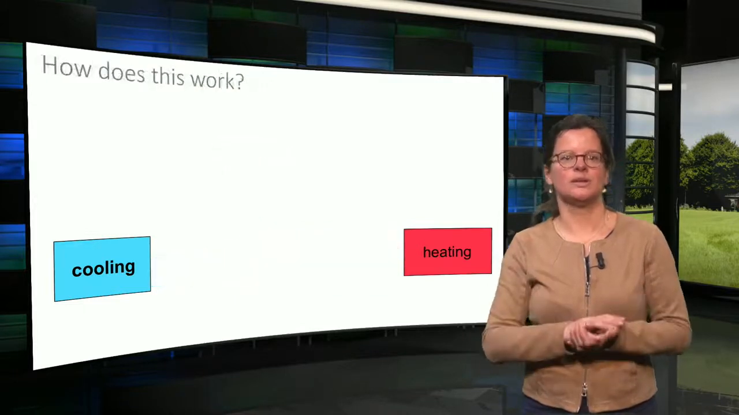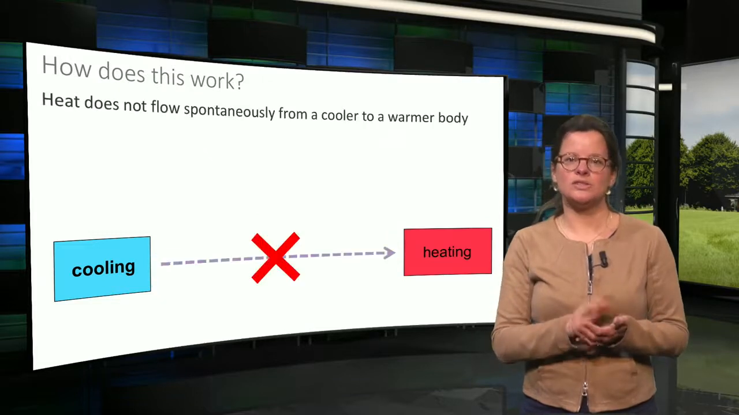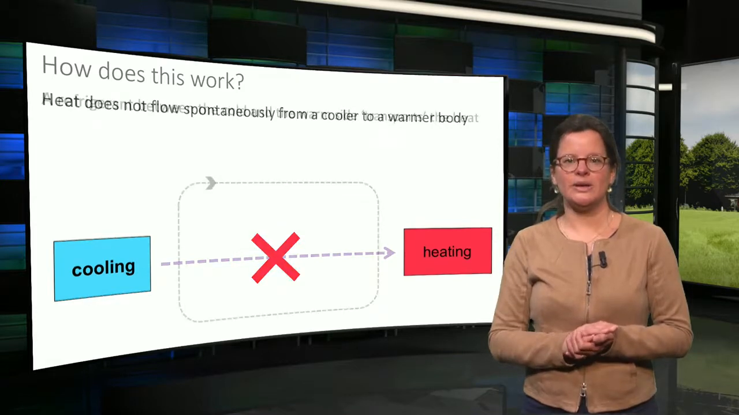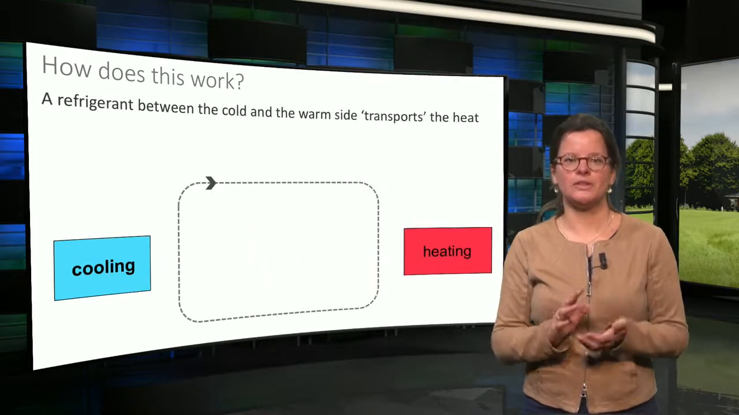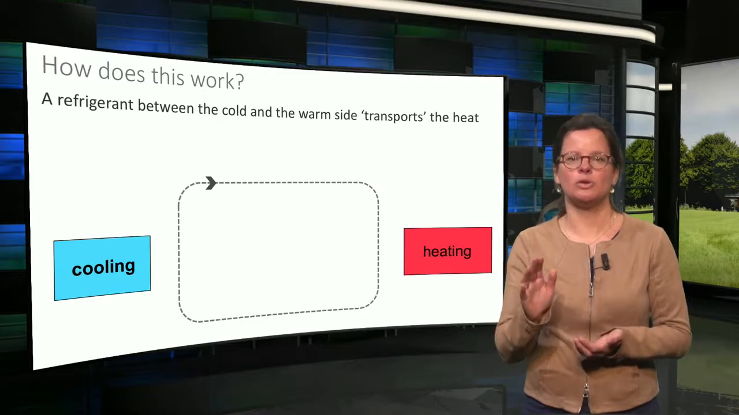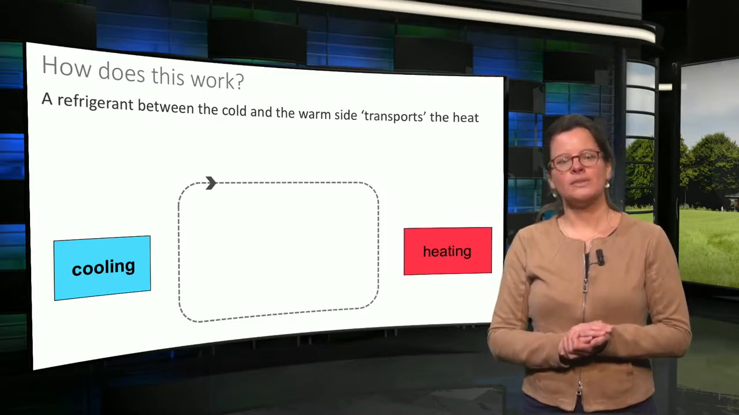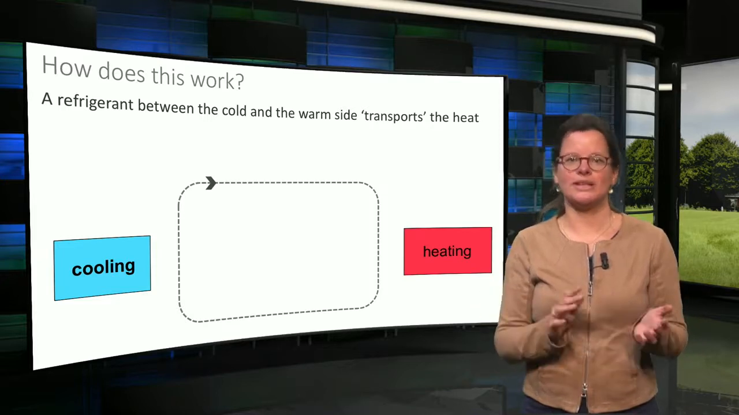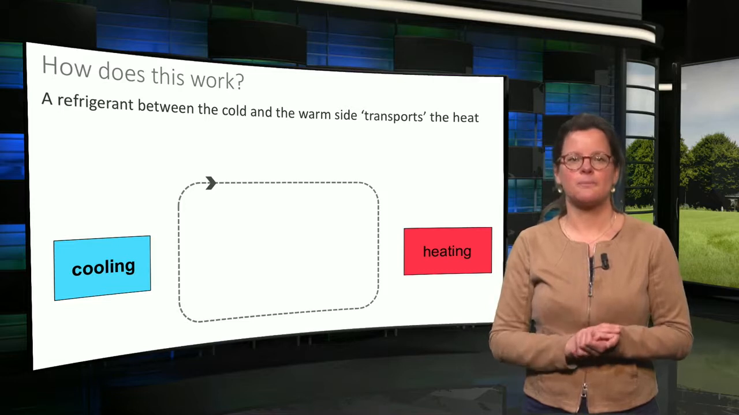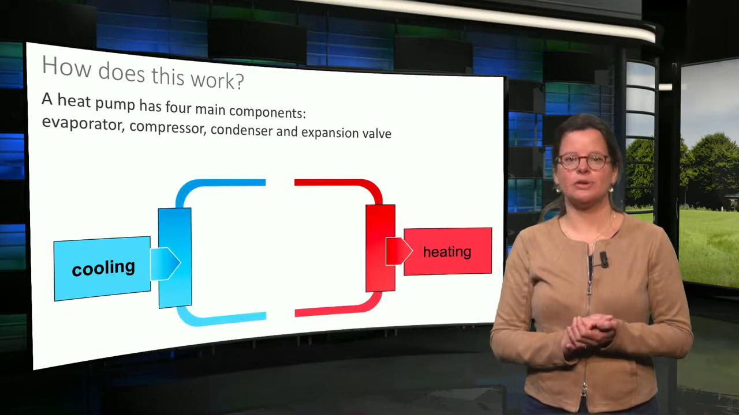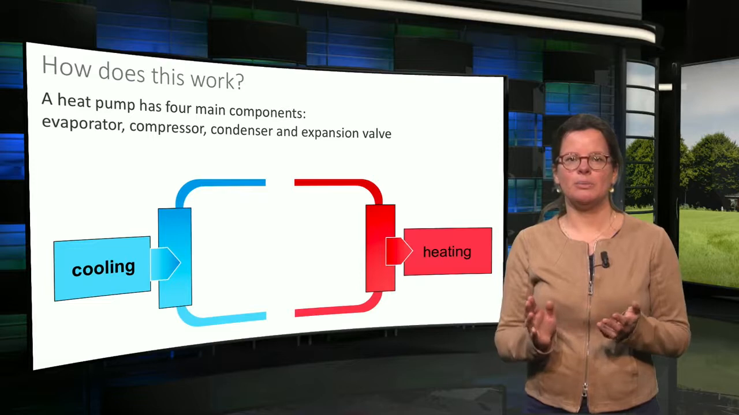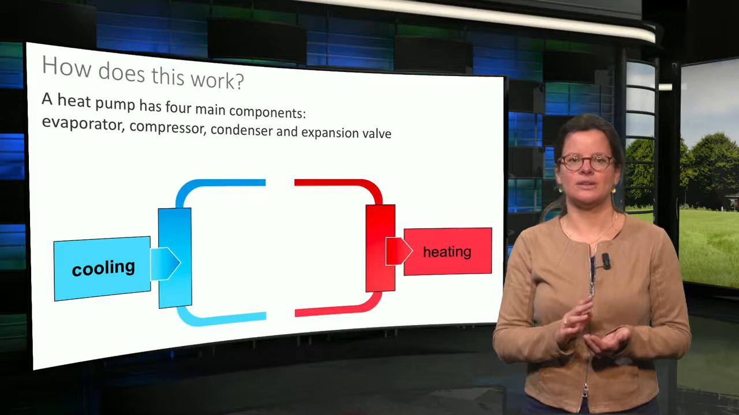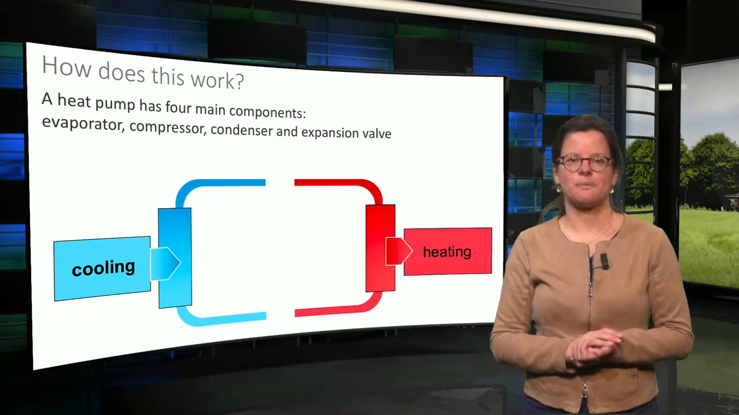How does this work? Because, as we know, heat does not flow spontaneously from a cooler to a warmer body. Therefore, a special working medium, also called refrigerant, is needed to transfer the heat from the colder to the warmer body. The refrigerant or working medium undergoes a cycle from liquid phase to gas phase to liquid, etc. To be able to transfer the heat from the cold to the warm side, a heat pump has four main components: evaporator, compressor, condenser, and expansion device.